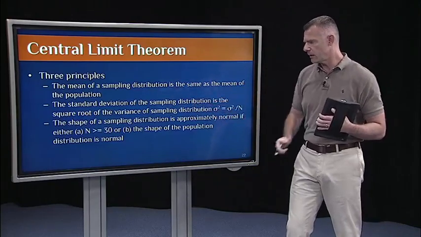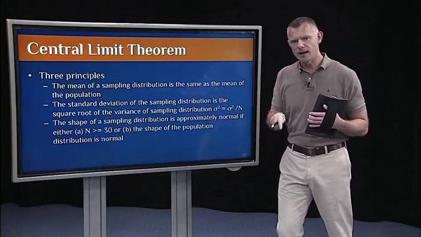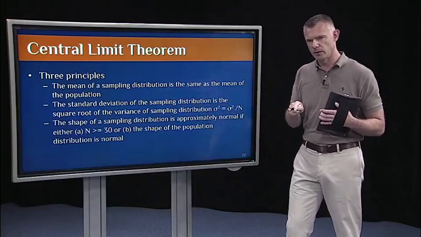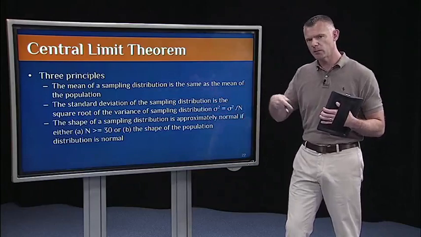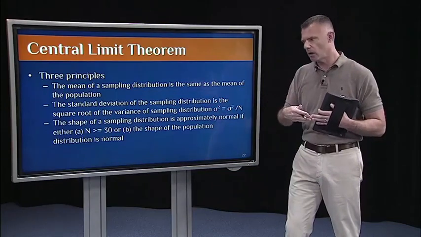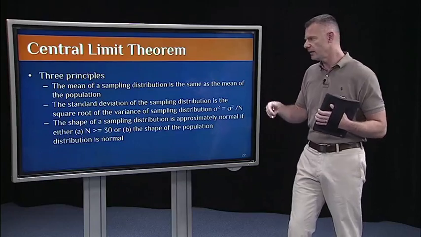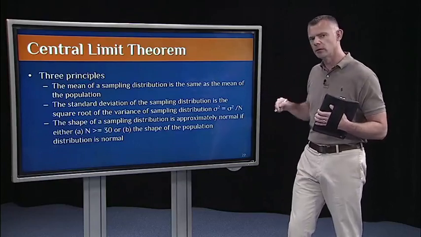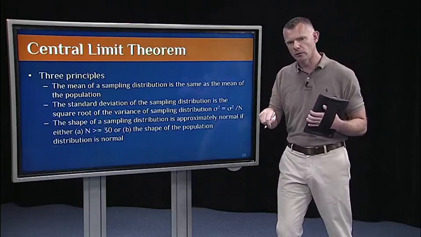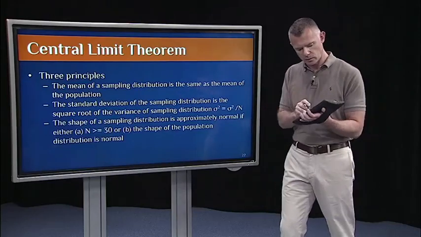But the point here is that the population itself doesn't have to be normally distributed. As long as we get multiple samples of large enough size, say n greater than 30, then the sampling distribution will take on a normal distribution. That's a critical point.